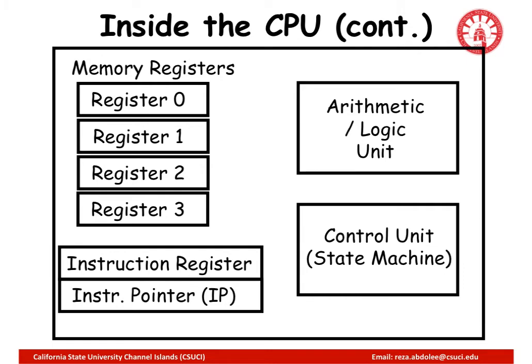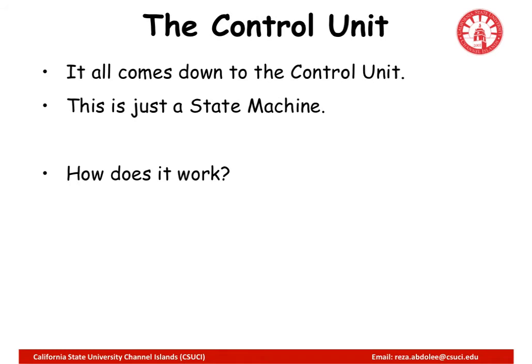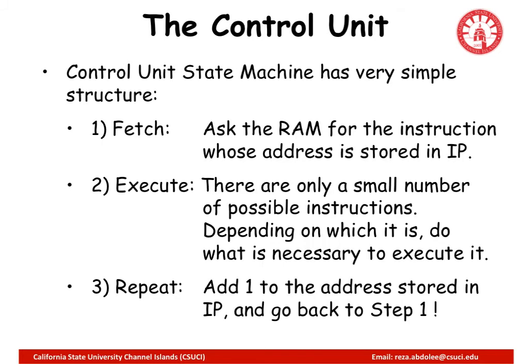Another important component of a CPU is the control unit. As the name implies, the control unit is responsible for controlling the data flow within the CPU. The control unit is like a state machine. So let's see how the control unit works. The control unit state machine has a very simple structure. It consists of three states. The first state is fetch, the second is execute, and the third one is repeat.